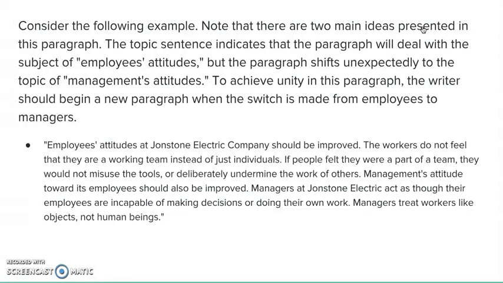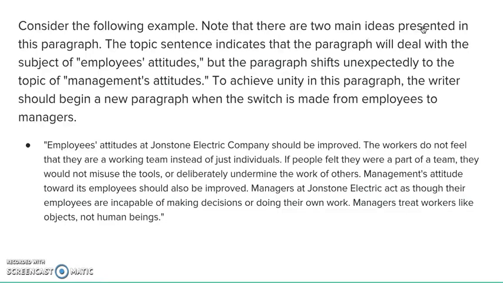Here's the example. Employees' attitudes at Johnstone Electric Company should be improved. The workers do not feel that they are a working team instead of just individuals. If people felt that they were part of a team, they would not misuse the tools or deliberately undermine the work of others. Management's attitude towards its employees should also be improved. Managers at Johnstone Electric act as though their employees are incapable of making decisions or doing work on their own. Managers treat workers like objects and not human beings.